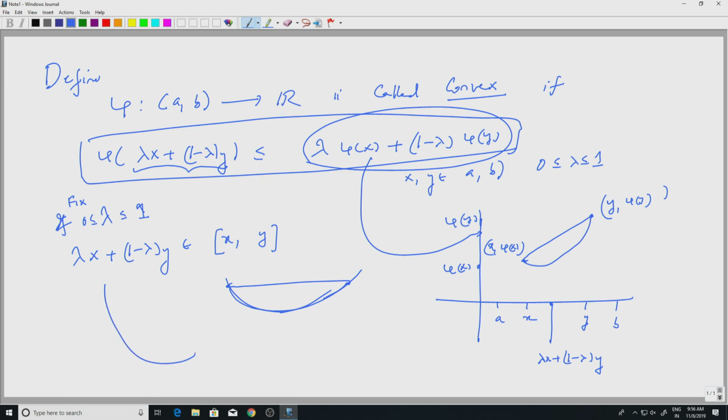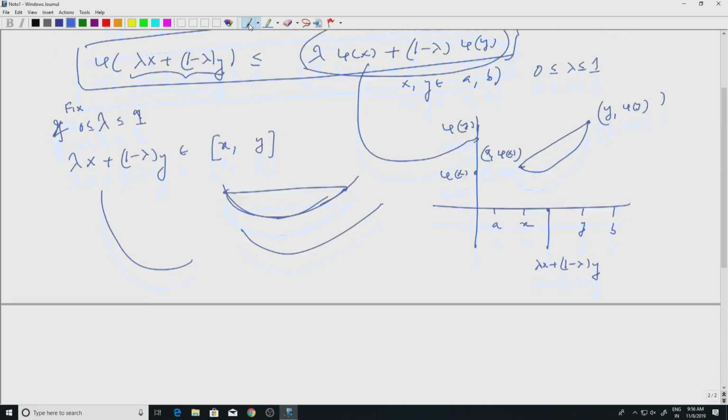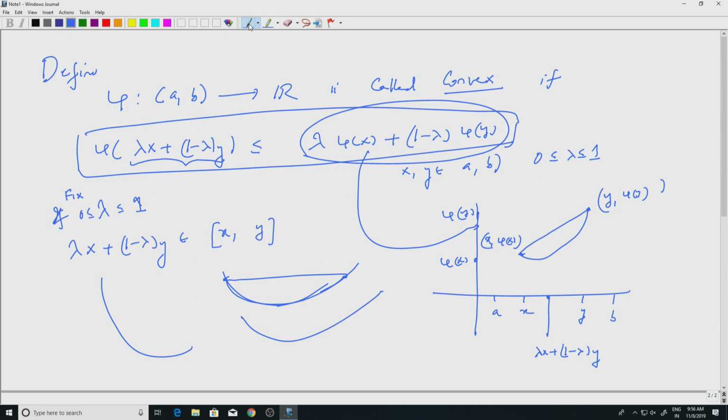Functions like this, and so on, are convex, but functions like this will not be. This would be what is known as concave, which we will not talk about. We will stick to convexity. Take this as the definition of convexity and we use that.